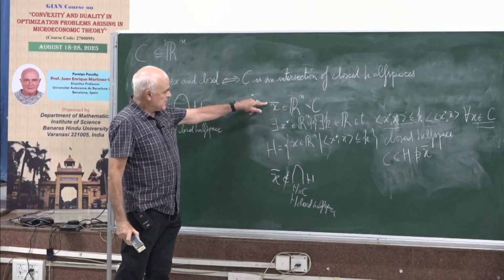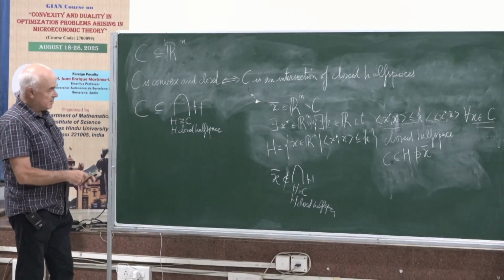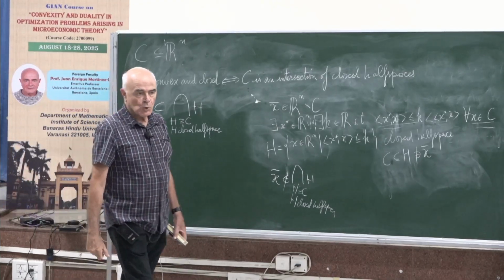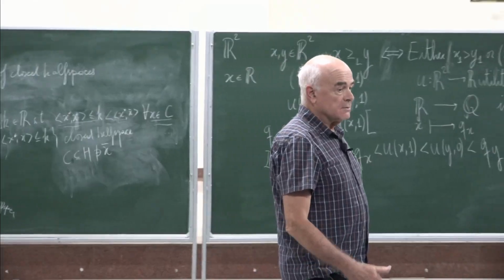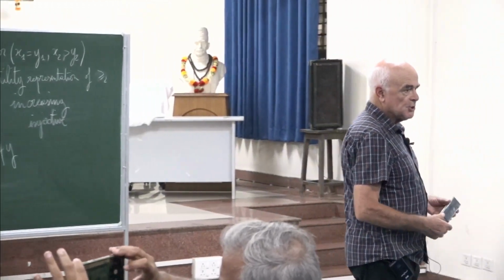So if x bar is not in C, it is not in the intersection. This proves the opposite inclusion. So we have equality. So a set is closed and convex if and only if it is an intersection of closed half spaces.